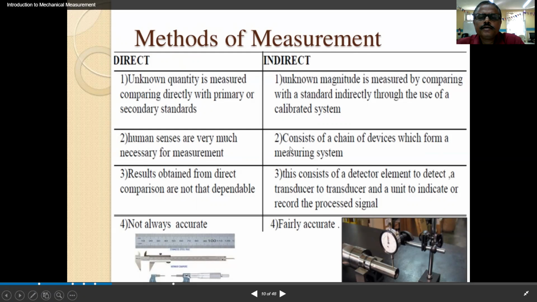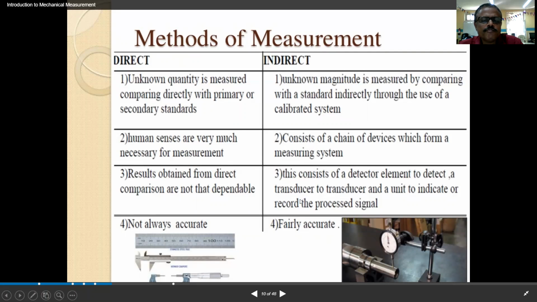Here, it consists of a chain of devices which forms the measuring system. In direct comparison, the results obtained are not that dependable. That means they are not accurate. There is a possibility of some percentage of error in this measurement. The only thing is that direct comparison is fast. It gives you fast results.